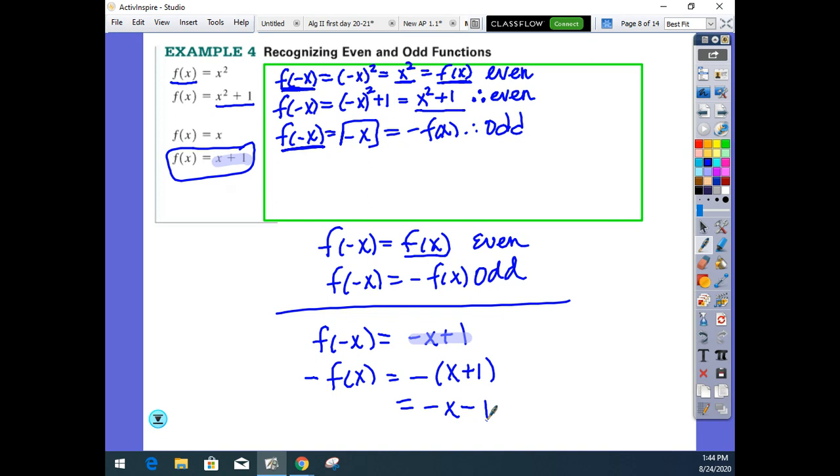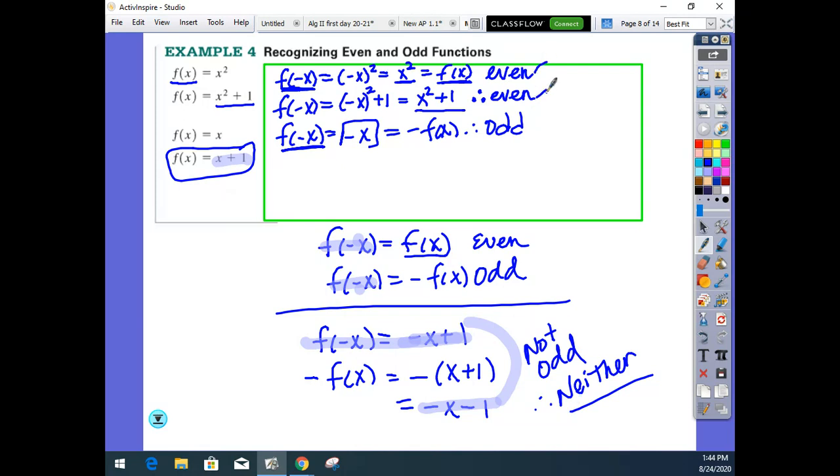So notice everything hinges on f of negative x. What do these two equal? Because f of negative x did not equal the original, it's not even. But f of negative x also does not match the opposite. These two are not the same. So this means it's not odd. Therefore, it is neither even nor odd. It is neither.